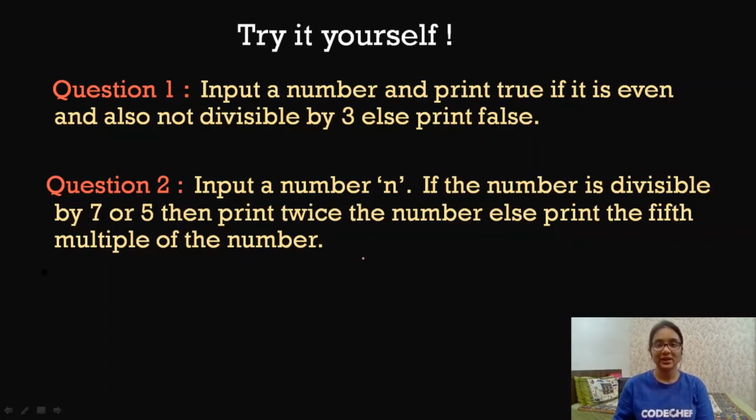Pretty easy question, right? Question 2 says that you input a number and check whether it is divisible by 7 or 5. If it is divisible by either 7 or 5, then print twice the number. Otherwise, you have to print the fifth multiple of the number. I hope that both the questions are clear to you. Here I am not trying to give you any hints about how the expression will be formed.